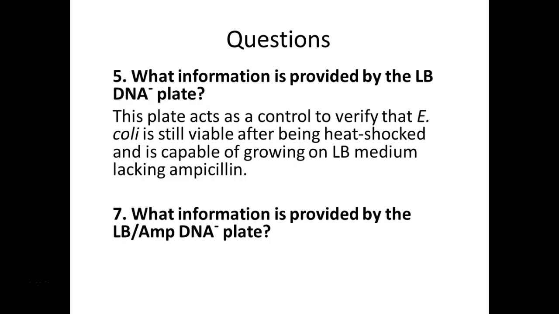And notice the media that we're going to put one of our DNA negatives on is not going to contain ampicillin. But the other plate that we're going to plate the DNA negative ones on does contain ampicillin. So these are our non-transformed E. coli, right? How they started out before the experiment. Are they going to grow on this ampicillin plate?